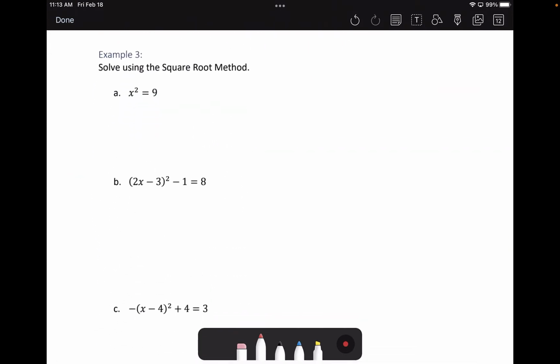Example number 3. Let's use the square root method. Notice that x squared is by itself. That quantity x is being squared. So to undo the square, we'll simply take the square root of both sides. And x is equal to plus or minus the square root of 9, which is 3. So we have our answers, 3 and negative 3.